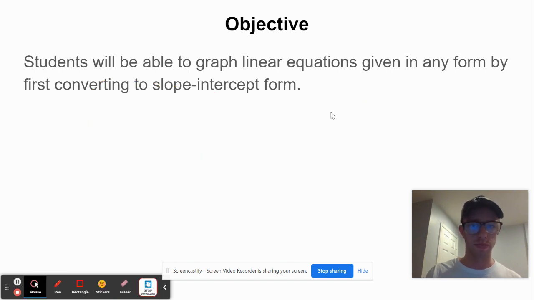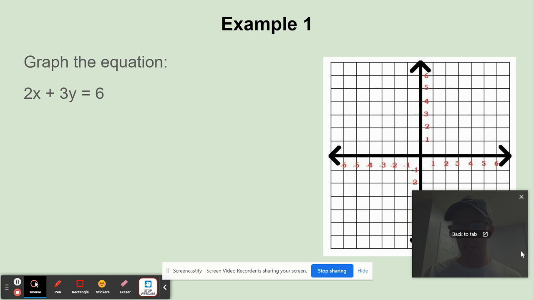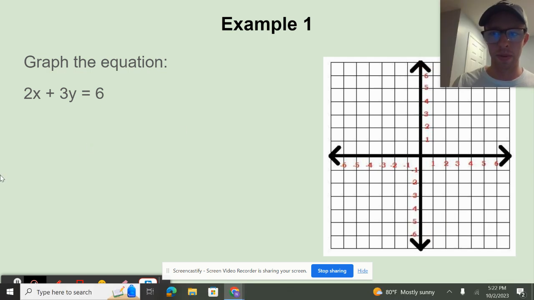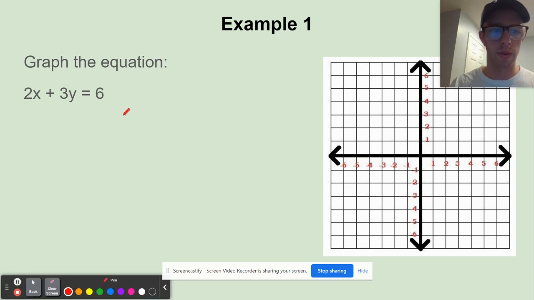Let's dive right into it here. We have this equation 2x plus 3y equals 6. We want to be able to graph it. To graph it, I first need to solve for y. So this builds on the lesson from yesterday, the previous lesson.